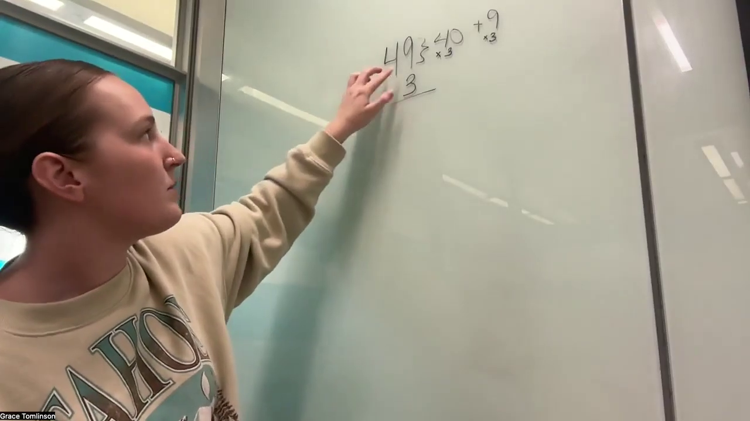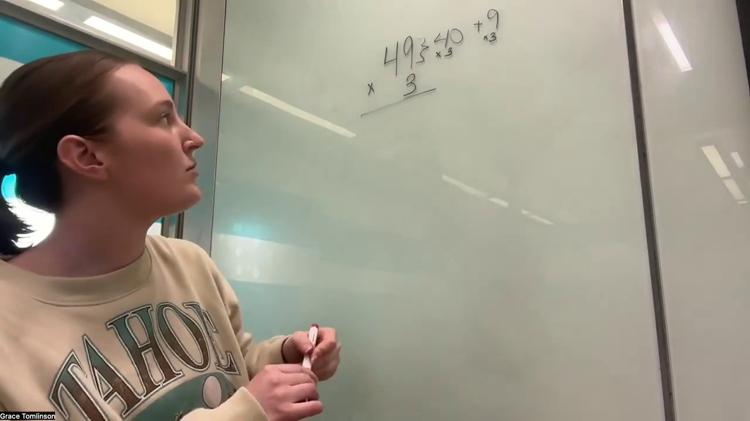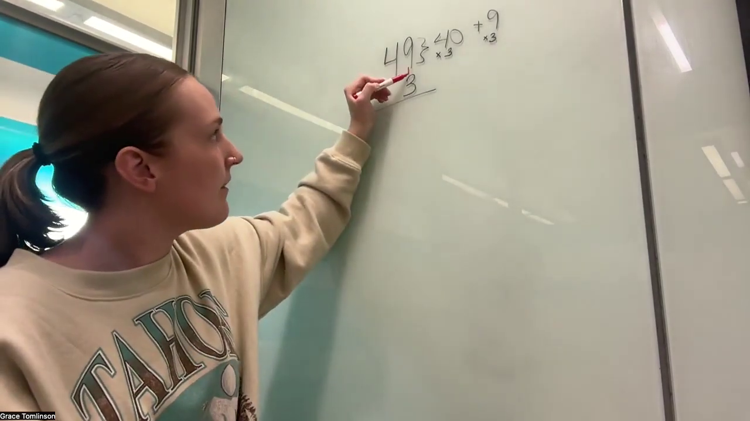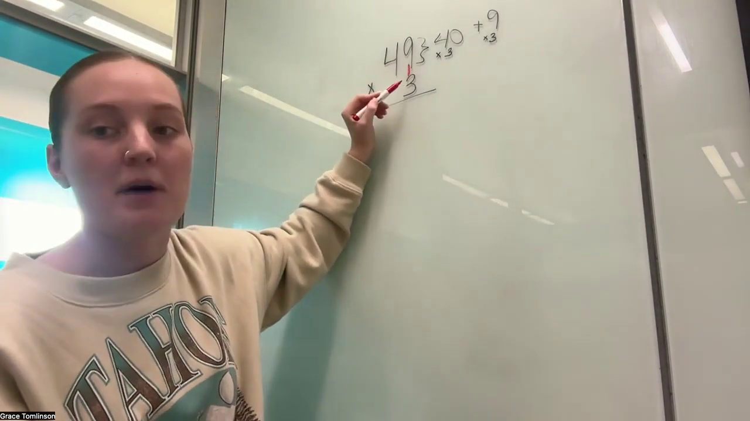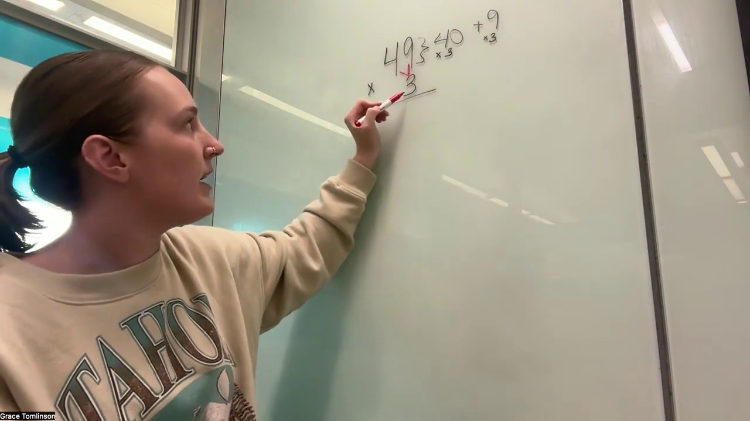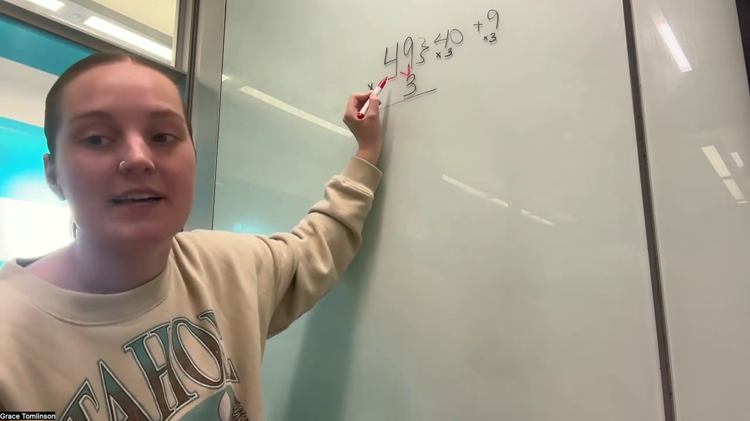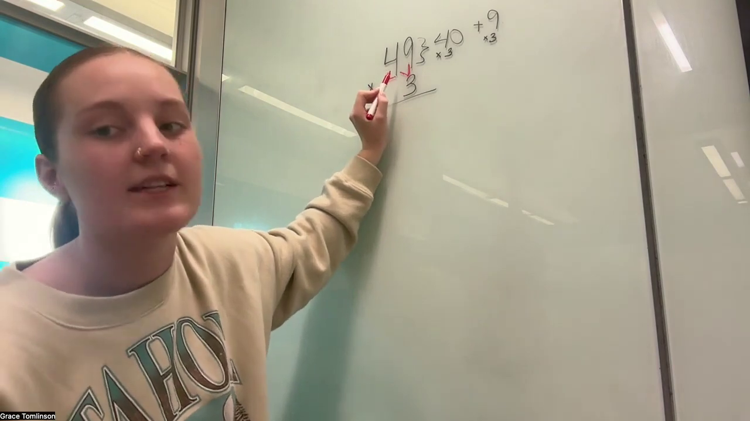So in partial products, we line them up as you see here, and then we have to multiply each number by that bottom factor, by that multiplier. So we have to do 3 times 9, and then 3 times 40, because this is in the tens place. So it's not a 4, it's a 40.